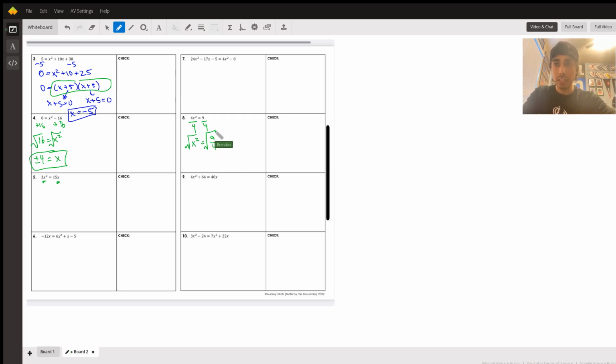Whenever you've taken a square root of a fraction, take the square root of the top and the square root of the bottom. So pretty straightforward. The square root of 9 is going to be 3. The square root of 4 is going to be 2. So notice, square root of the top and the square root of the bottom. That's all you got to do there. And then again, we did take the square root, so there's going to be a plus or minus.